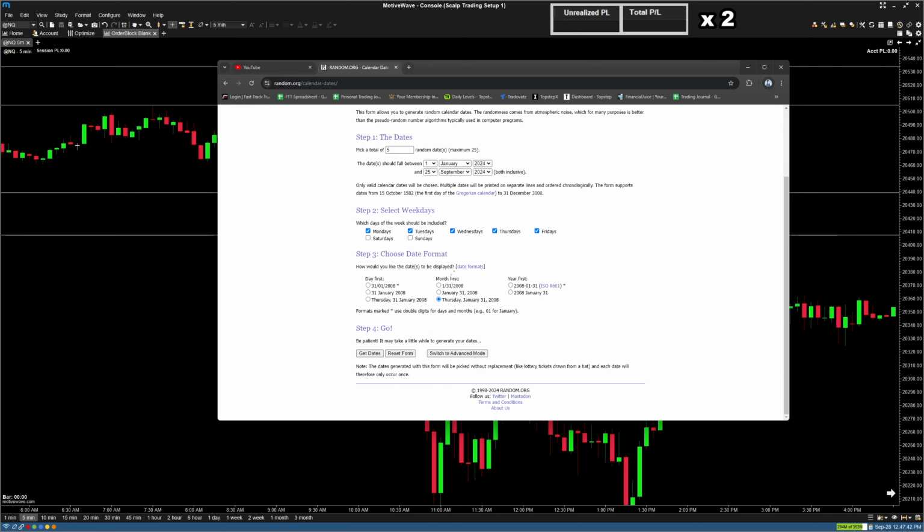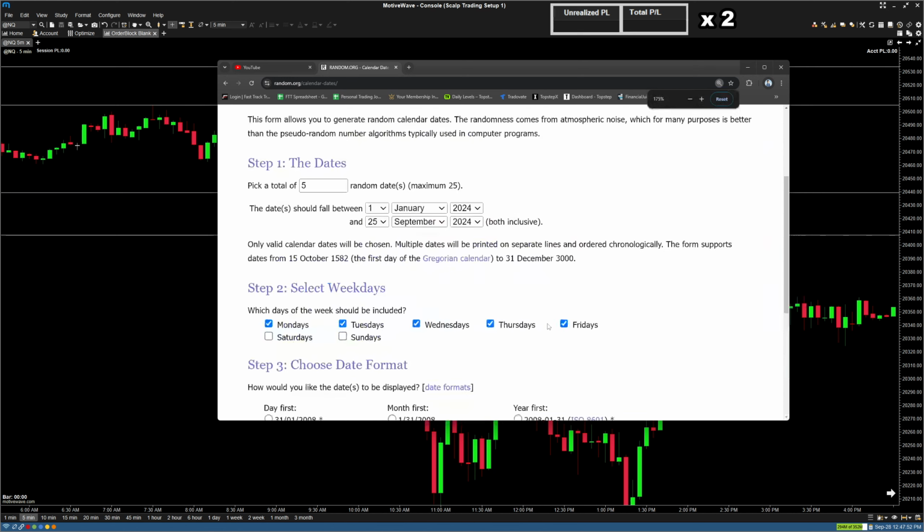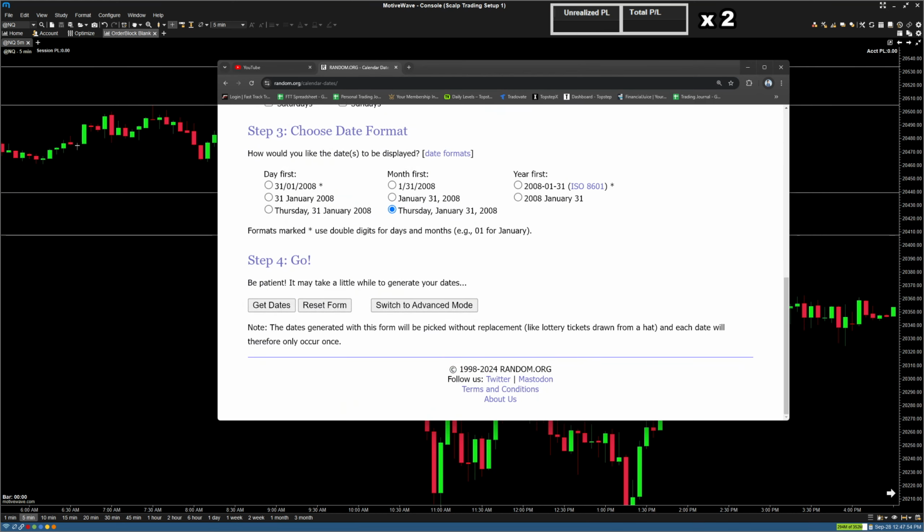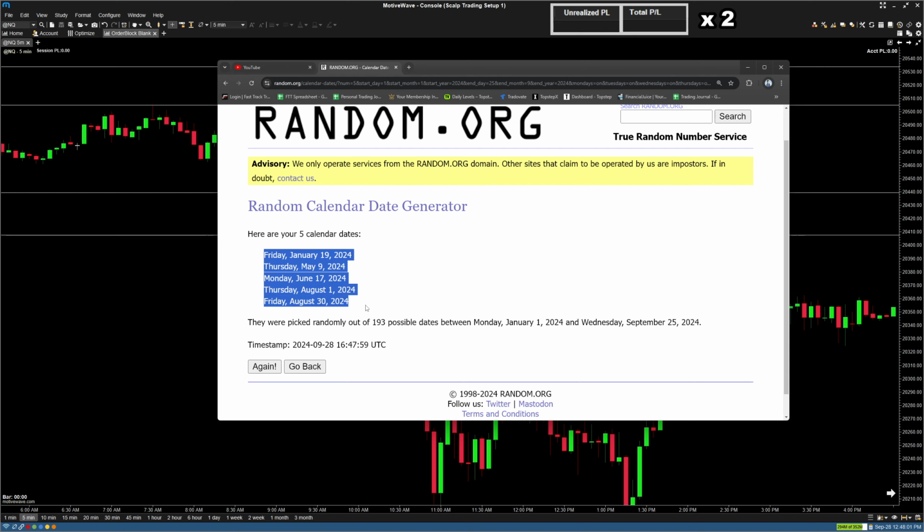I'm just going to select this option right here just so I can read it better. I'm going to zoom in a little bit so you guys can see all the selections properly. And then I'm just going to go ahead and hit get dates. And here we go. We got 5 randomly generated days. We're going to go back to these specific dates and prove that this strategy works or doesn't work and backtest it live on this video.